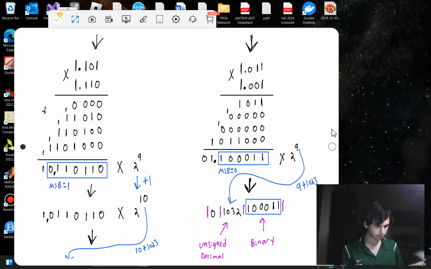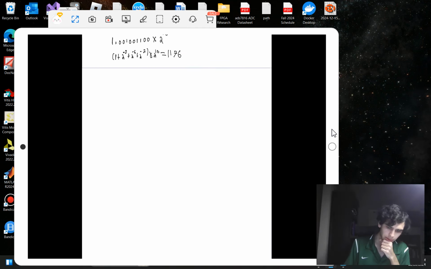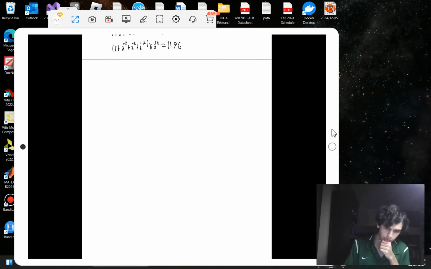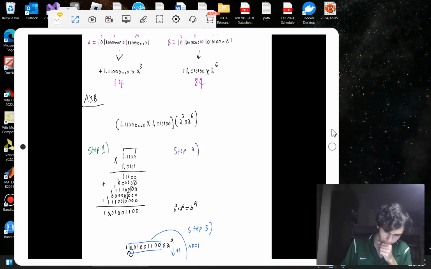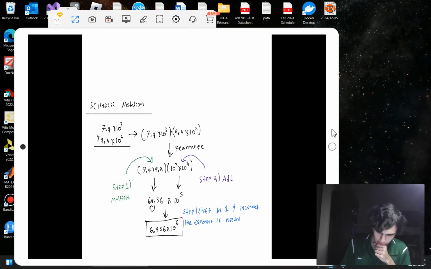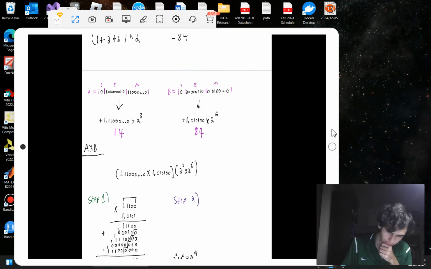So now that you know that, now we can begin to make hardware for it. So step 1 was to multiply. Hold on.